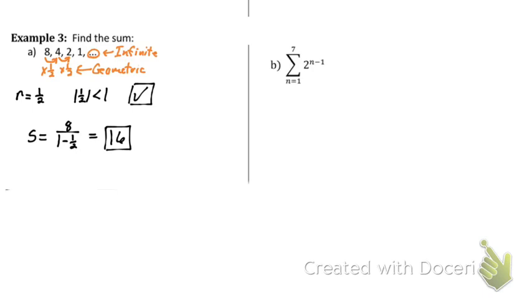Someone else, besides whoever told me last time, how do I know this is geometric? Our first thing is to check if it's geometric. How do I know that this is geometric? I'm on the test. I have to say why it's geometric. Why is that geometric?